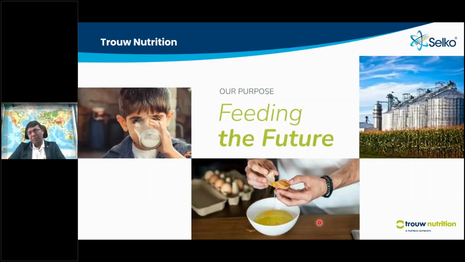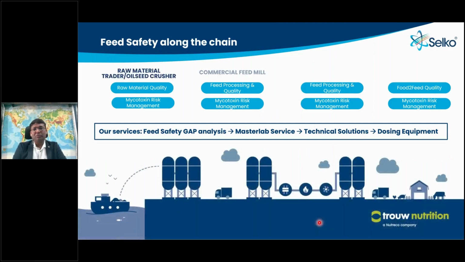So let's start with our approach, the Trouw Nutrition Nutreco approach. Our purpose is feeding the future, of course. And with this mission, we have to maintain food safety. To maintain food safety, we need to have feed safety along the entire value chain, starting from the raw material on the left-hand side, whether it is maize, soy meals, or protein meals, for example. So maintaining the quality becomes very important, and mycotoxin levels also play a critical role there.